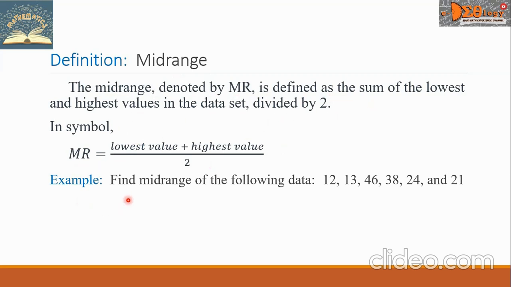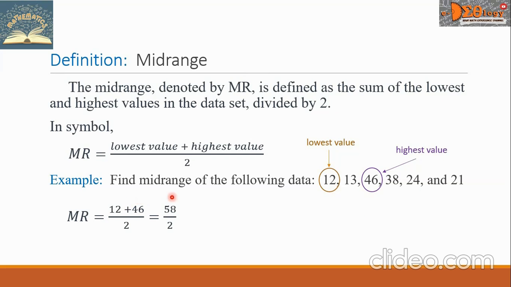For example, find mid-range of the following data: 12, 13, 46, 38, 24, and 21. We can see here that 12 is the lowest value, while 46 is the highest. Computing for the mid-range, this is now equal to 12 plus 46 all over 2. 12 plus 46 is 58, and divided by 2, the quotient is 29. This is the mid-range. This is the final answer.